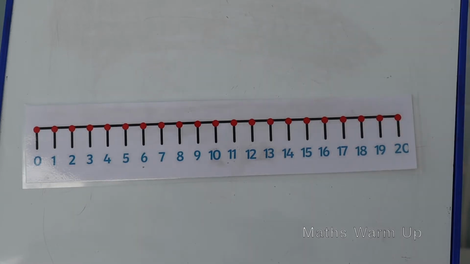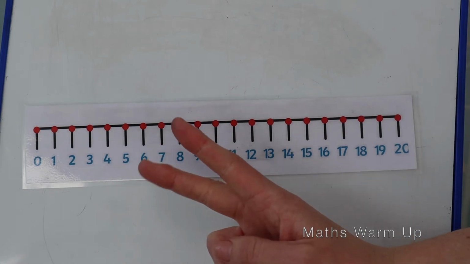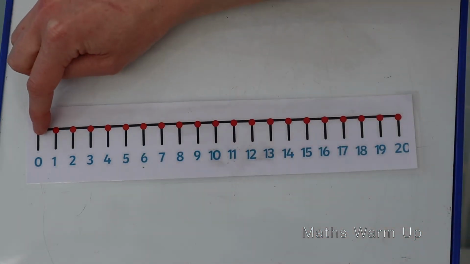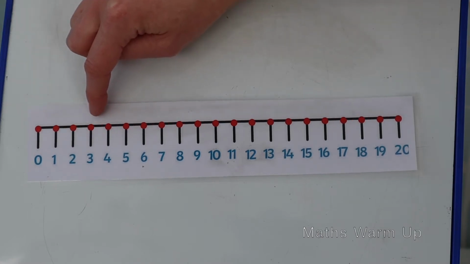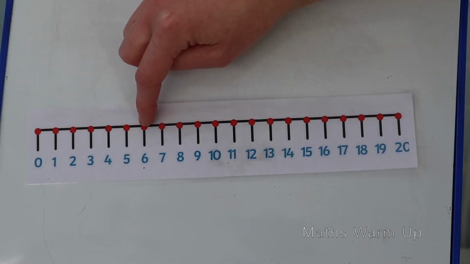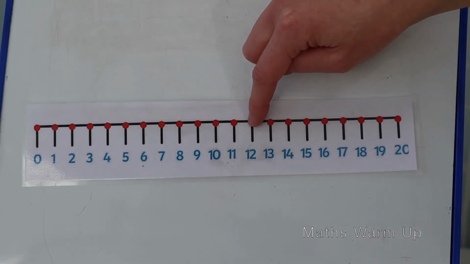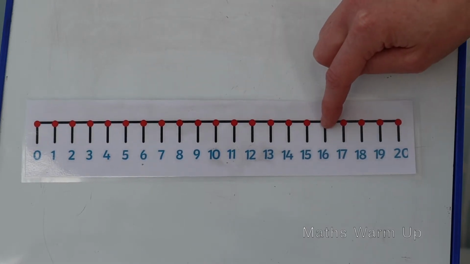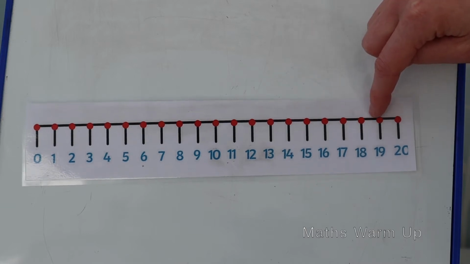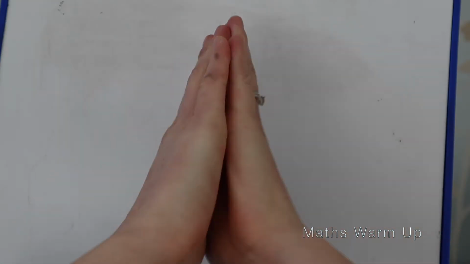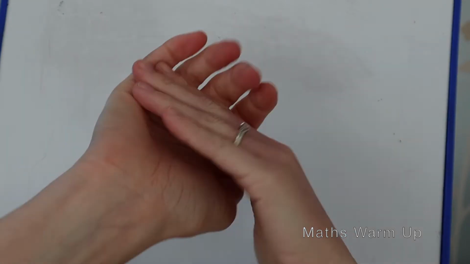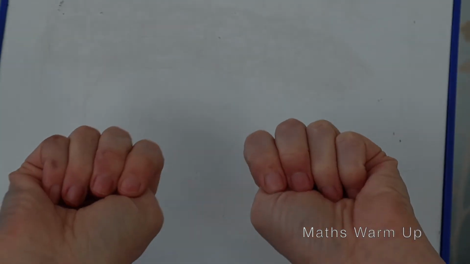Who thinks they can count up in 2s on their number line? Let's start at 0. Off we go. 2, 4, 6, 8, 10, 12, 14, 16, 18, 20. Warming up our hands, warming up our fingers. Time to do some doubling.